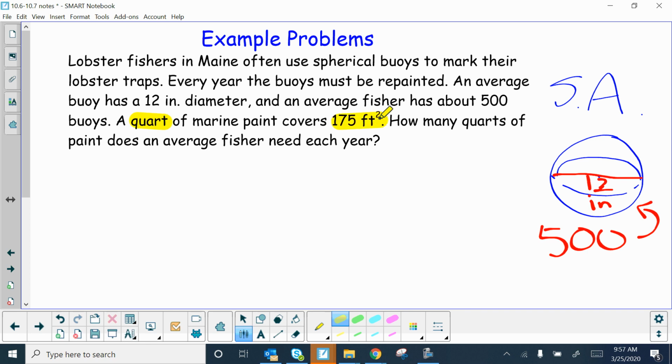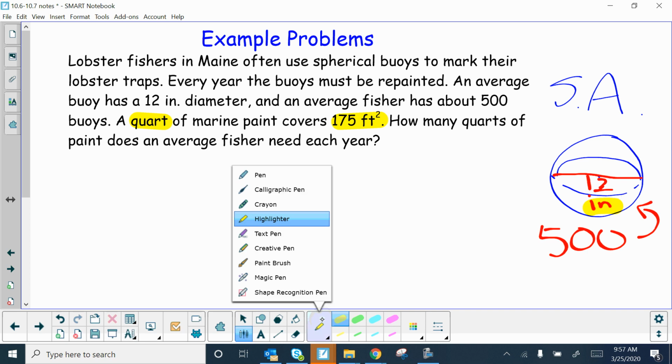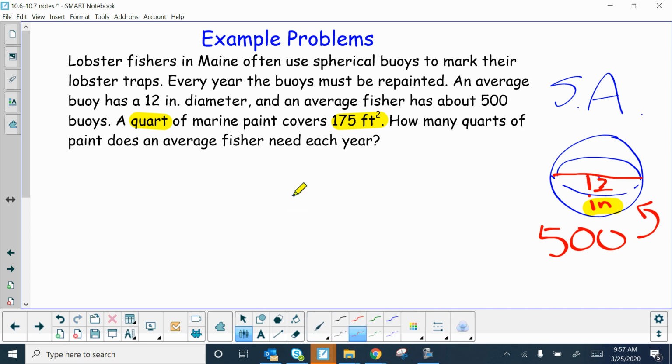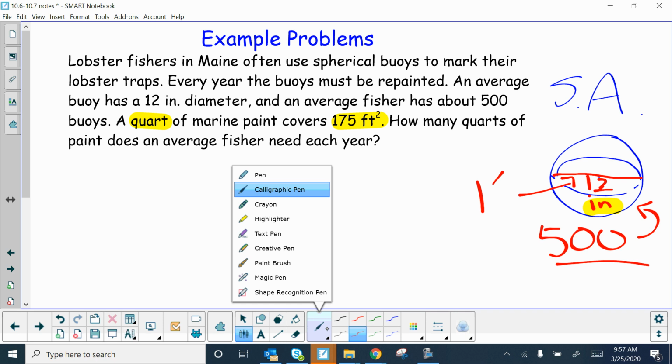I already see a red flag right there. We just talked about this being in inches, and we need to make sure we turn that into feet. So good thing this is a nice pretty number. So that thing right there is 1 foot. Okay, so 12 inches is the same thing as 1 foot. How many quarts of paint does an average fisher need each year? Okay, so we got to paint 500 of these. It has a diameter of 1 foot, and I got to see how many quarts of paint we're going to need. So I'm going to find the surface area of 1 sphere.